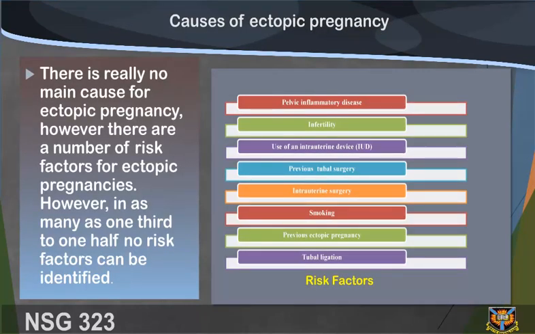Causes of ectopic pregnancy. There is really no main cause for ectopic pregnancy. However, there are a number of risk factors for ectopic pregnancies. However, in as many as 1/3 to 1/2, no risk factors can be identified. Pelvic inflammatory disease, infertility, use of an intrauterine device, IUD, previous tubal surgery, intrauterine surgery, smoking, previous ectopic pregnancy, tubal ligation.